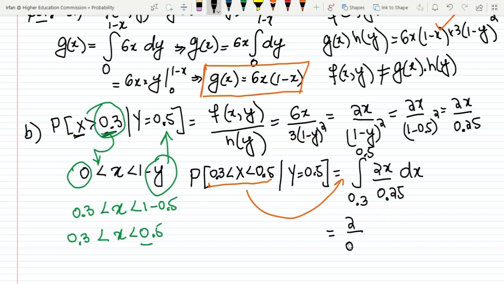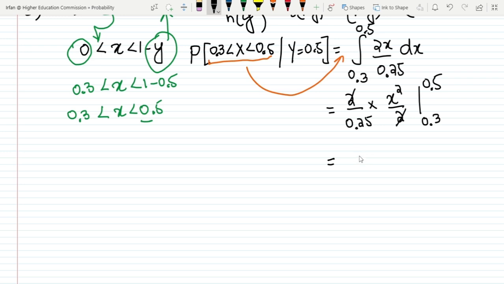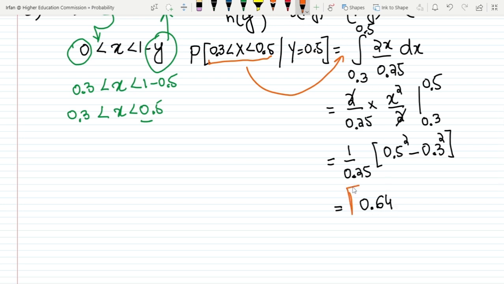Okay, so now let me take it out. This is 2 by 0.25. Okay, and integrating it, I will get here x square divided by 2, from 0.3 to 0.5. Okay, so these two will cancel out. So now solving it, it would be 1 over 0.25 multiplied by the value 0.5 square minus 0.3 square. Okay, so calculating it, you will get 0.64, which is basically the answer of my question.